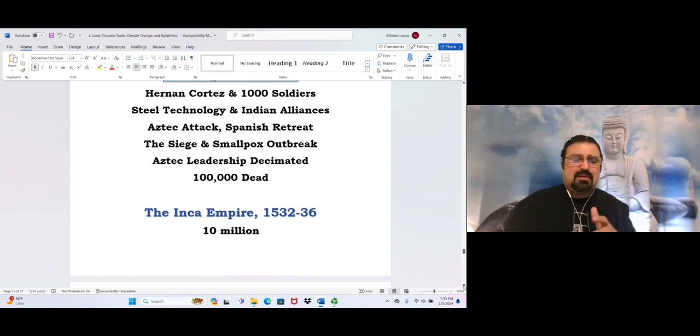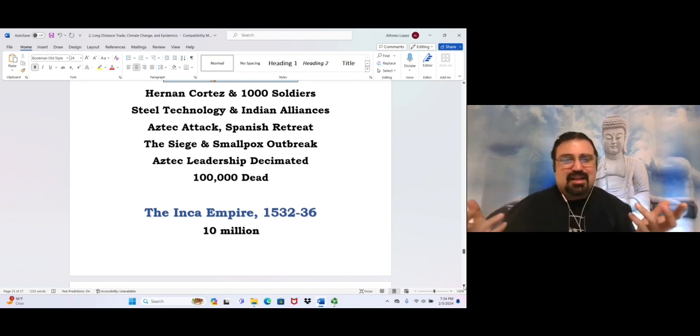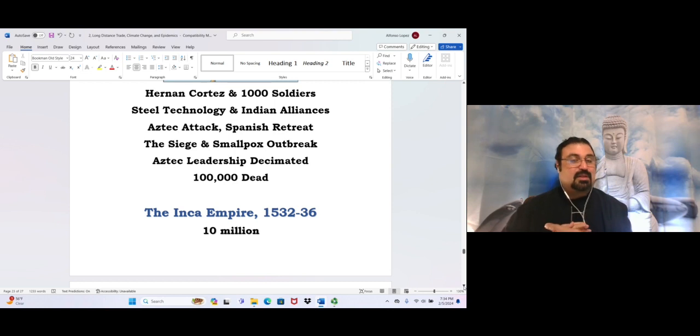He initially comes with 500 soldiers, but later on an additional 500 soldiers are sent to arrest Cortez, but he managed to convince them to join the expedition. So at the end of the day, he's only with a very small force of only 1,000 soldiers.